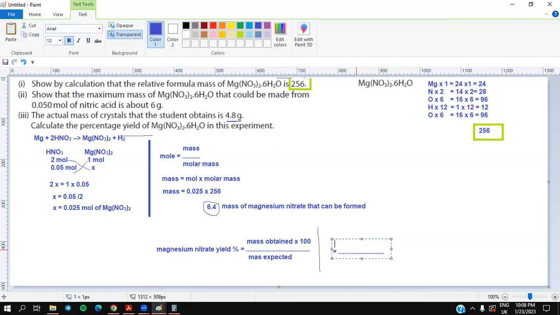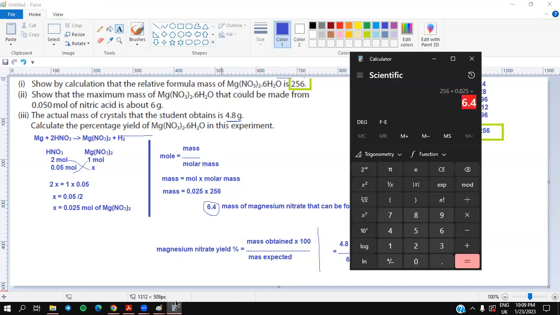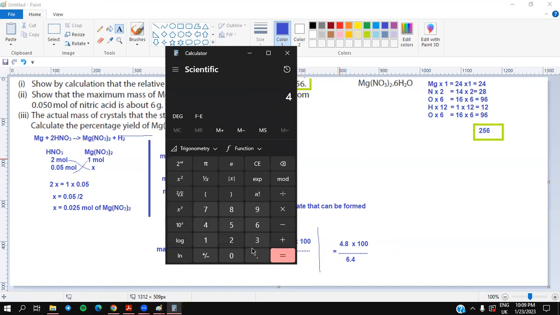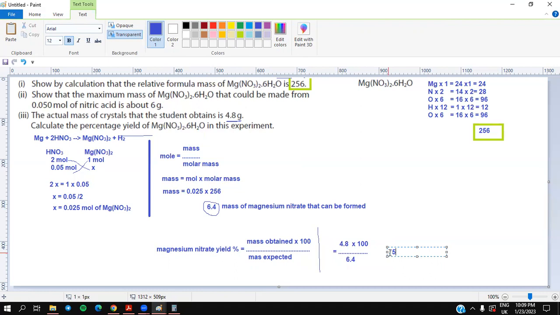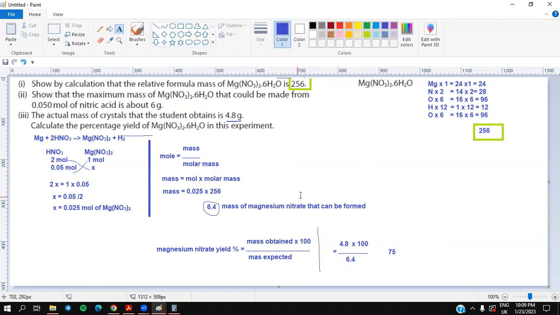The question says how many grams have been obtained. How many grams obtained? 4.8. 4.8 into 100, divided by, we have to write how much we expect. We expect 6.4, but we are getting 4.8. So what's the percentage yield? Percentage yield we can calculate: 4.8 into 100 divided by 6.4. The answer is 75. Percentage yield is 75. That means you don't get 100% yield. According to these calculations, we get 75% of magnesium nitrate crystals. This is the answer.